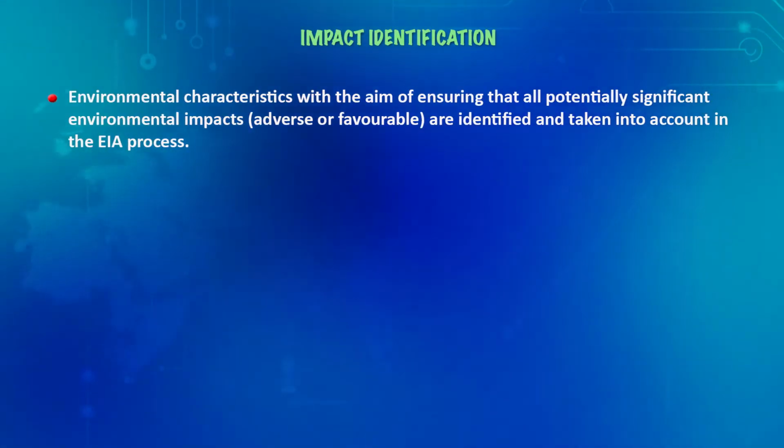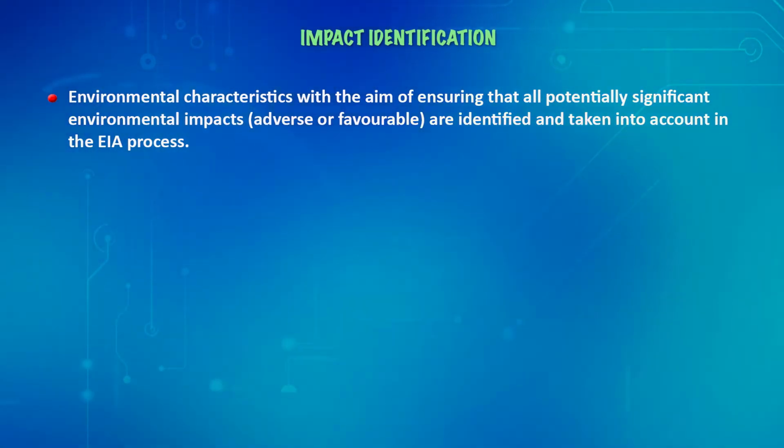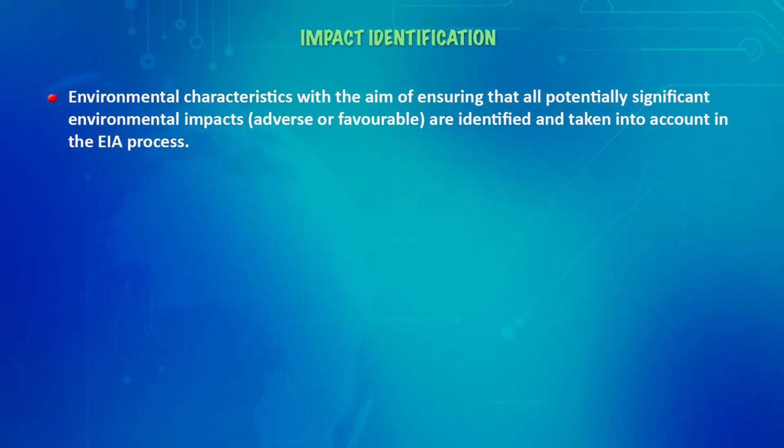The most important aspect in the environmental impact assessment strategies is impact identification. When we look at impact identification, we take into account the project characteristics and also the baseline environmental characteristics. It brings together both of these simultaneously, with the aim of ensuring that all potentially significant environmental impacts, whether adverse or favorable, are identified and thereafter taken into account in the environmental impact assessment process.